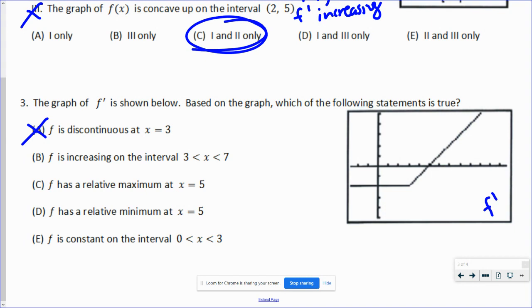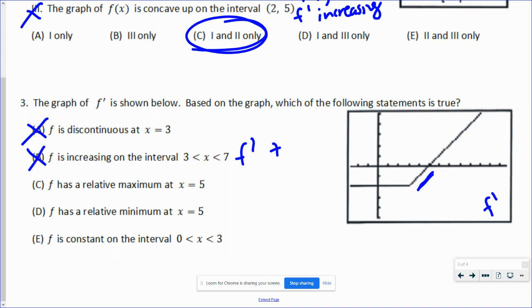Part B, f is increasing on the interval 3 to 7. Okay, if f is increasing, that means that f prime has to be positive. So let's take a look. From 3 to 7, starting at 3, from 3 to 5, the graph of f prime is still negative. So that doesn't work.